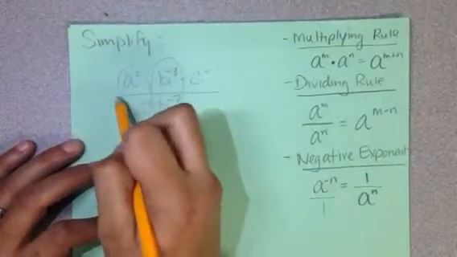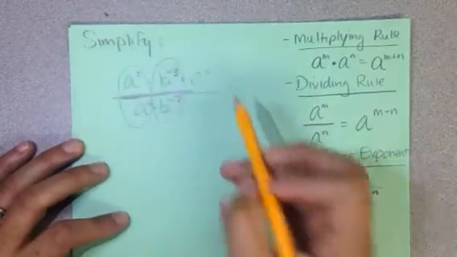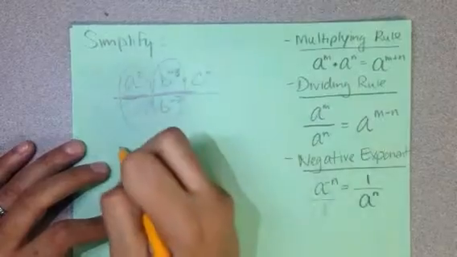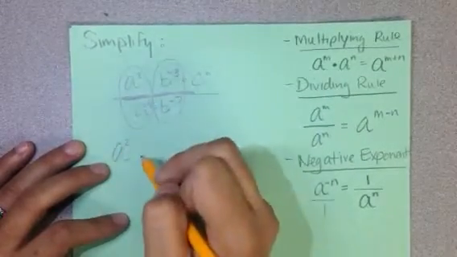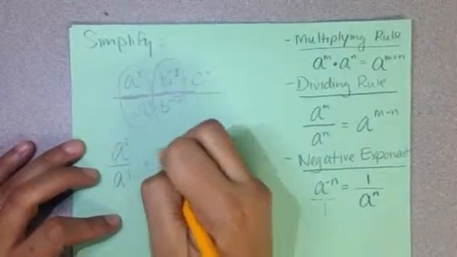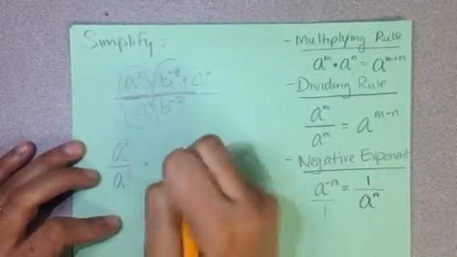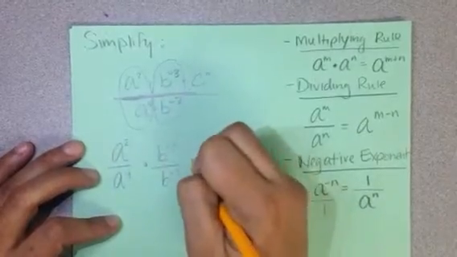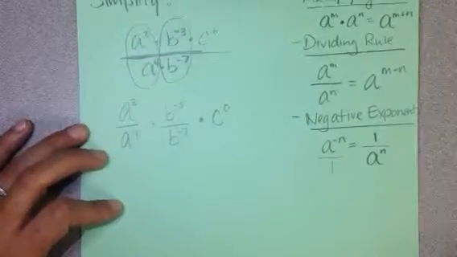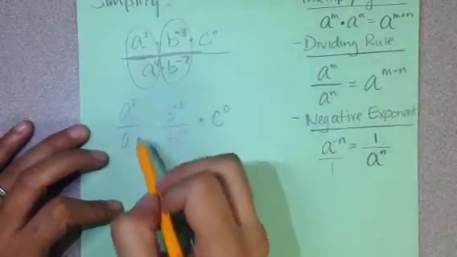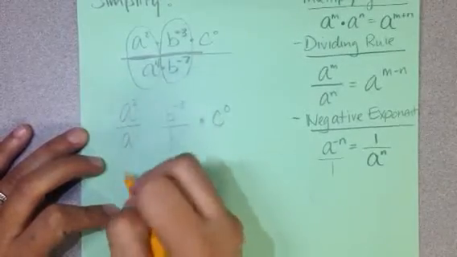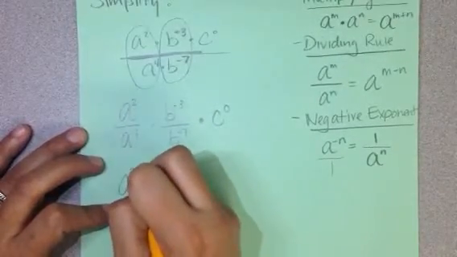Remember, when they're dividing, that's what this bar is, you're going to subtract your exponents. So you take a squared, the top, divided by a to the fourth, and we're going to multiply that by b to the negative 3 over b to the negative 7, and we're going to multiply that by c to the 0. C has nothing to combine with. So remember, when you have a squared divided by a to the fourth, because they're dividing, you're going to subtract your exponents. Keep the base, subtract the exponents.